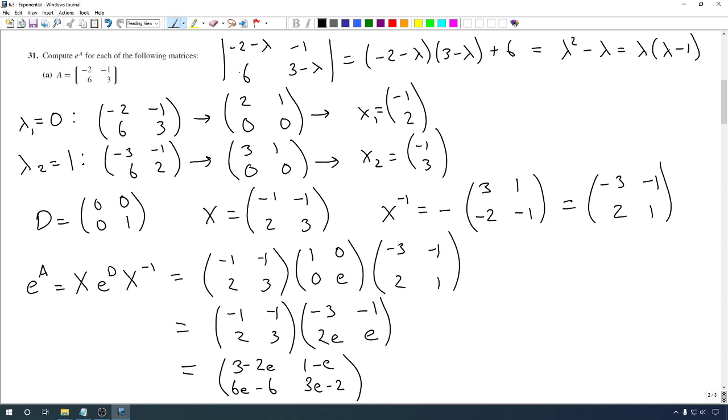There's not really much more simplification we can do there, unless you want to actually write them out as decimals. But that is our exponential for A. It's this matrix here. Okay.